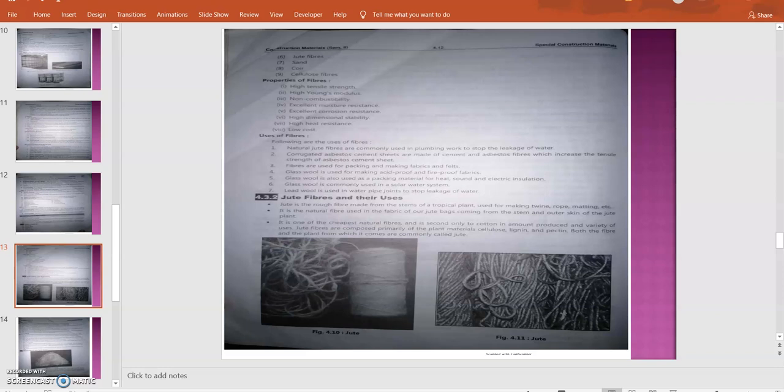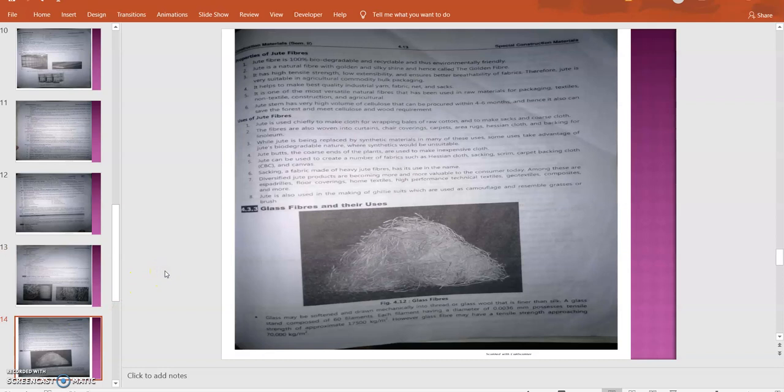Jute fibers are composed primarily of plant material: cellulose, lignin, pectin. Both the fiber and the plant from which it comes are commonly called jute. Then the properties of jute fibers: jute fiber is 100% biodegradable and recyclable, so it can be easily decomposed and is not harmful to the environment. Jute is a natural fiber with a golden and silky shine and is called the golden fiber.